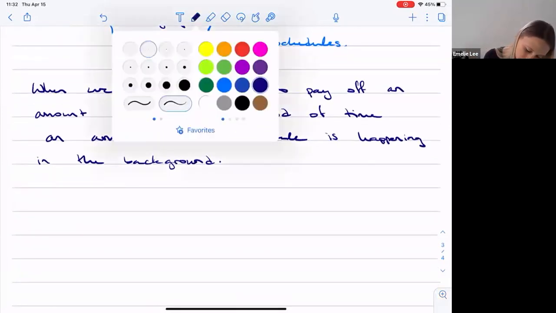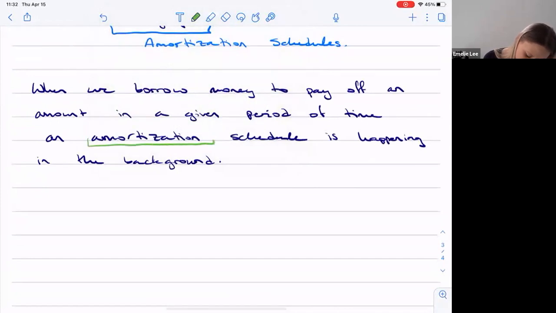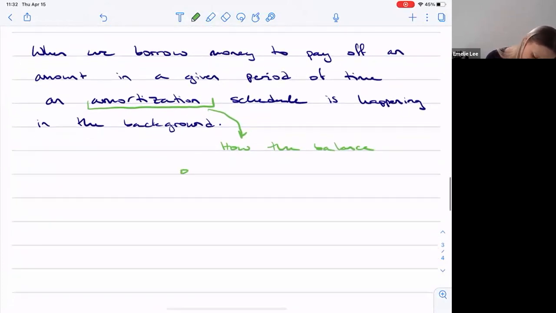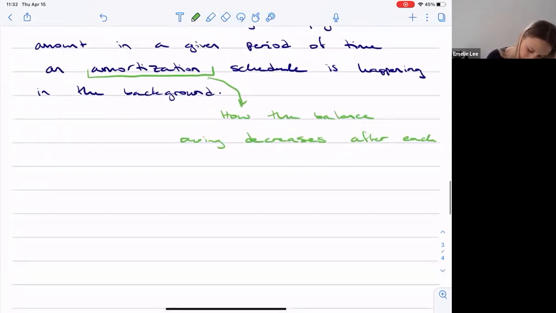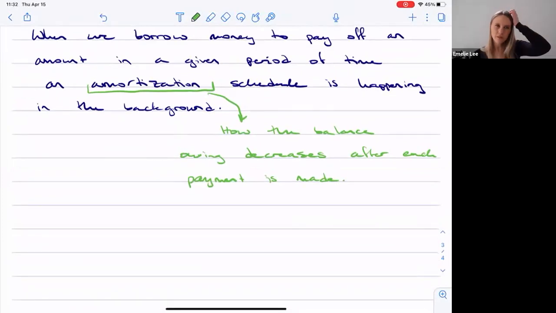And so the amortization is how the balance owing decreases after each payment is made.